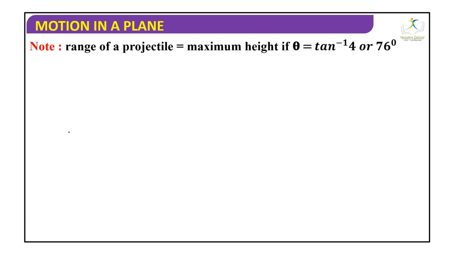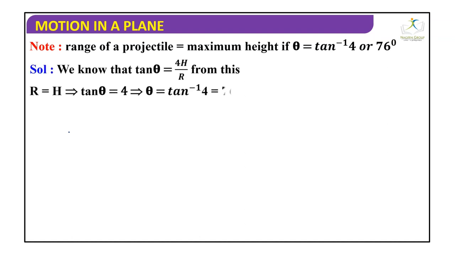One thing which we have to note down more: the range of a projectile equals the maximum height if θ = tan⁻¹(4), or about 76 degrees. We know that tanθ = 4H/R. So R = H, tanθ = 4, and for this, tan⁻¹(4) comes to 76 degrees.